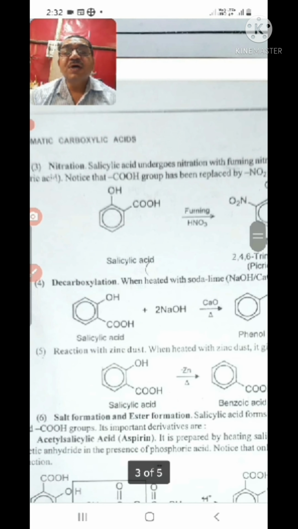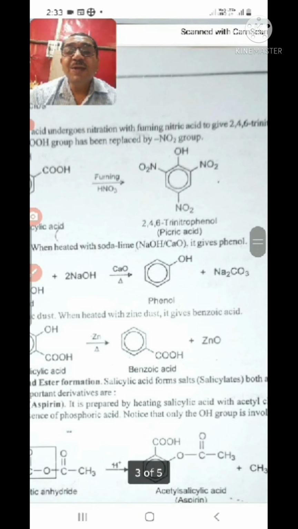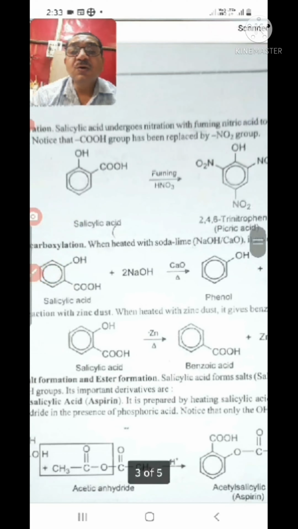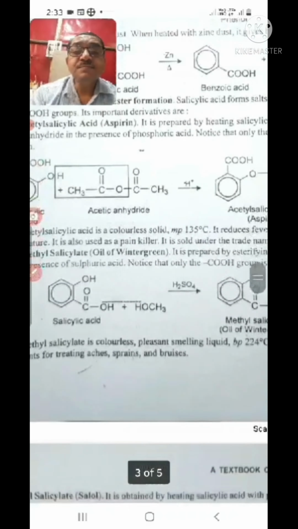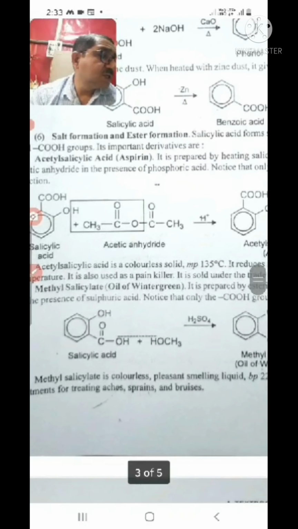The reaction of salicylic acid with zinc, it gives reduction product, means OH is removed from the salicylic acid part. Here we get benzoic acid. Benzoic acid can be prepared from the salicylic acid just by using zinc dust. Now here the salicylic acid part is completed.